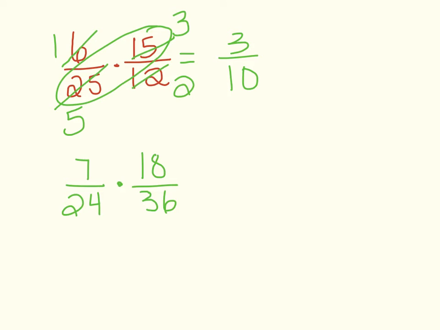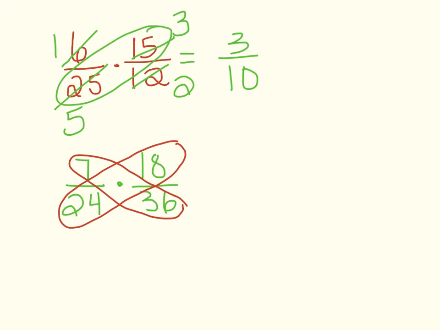Here's one more example. In this problem, I look across at 7 and 36. 7 is not a factor of 36. 36 isn't a factor of 7. And there isn't a number that will go equally into both 7 and 36. So I'm stuck there. But now I can go across here. And I look at 18 and 24. And I might think that, oh, I'm stuck again, and I'm going to have to end up multiplying 24 and 36. But that isn't the case.